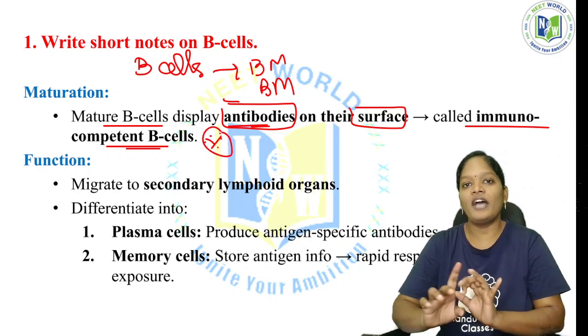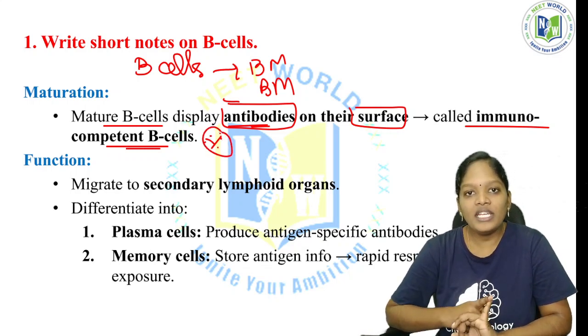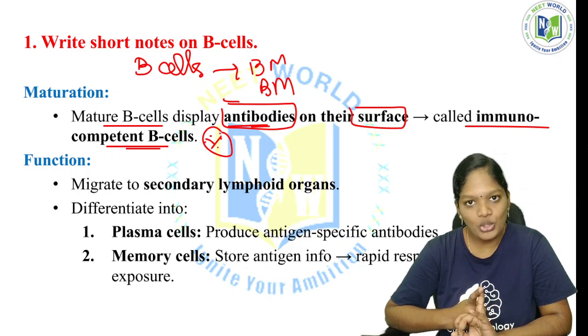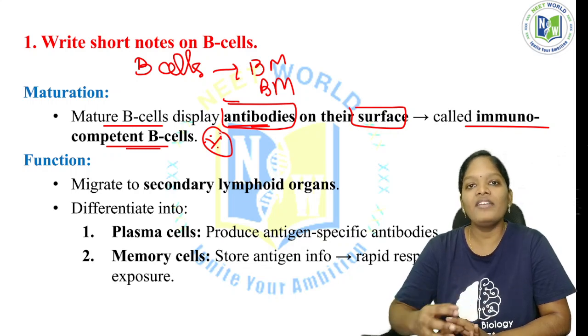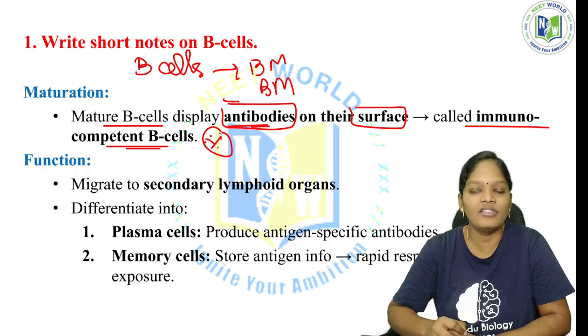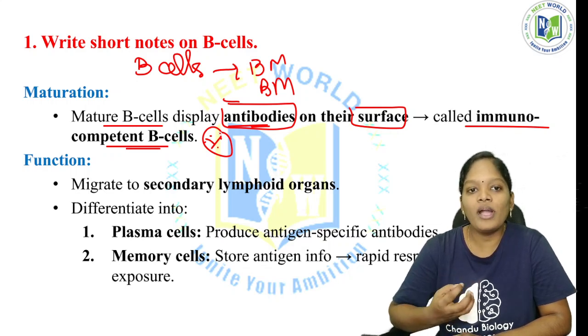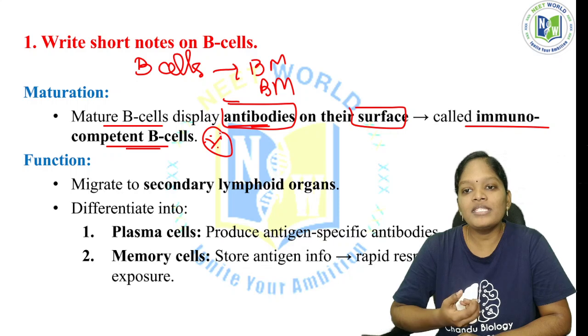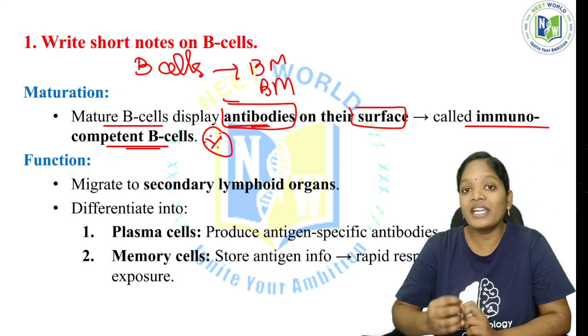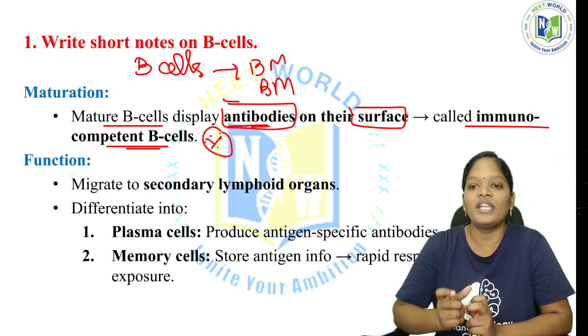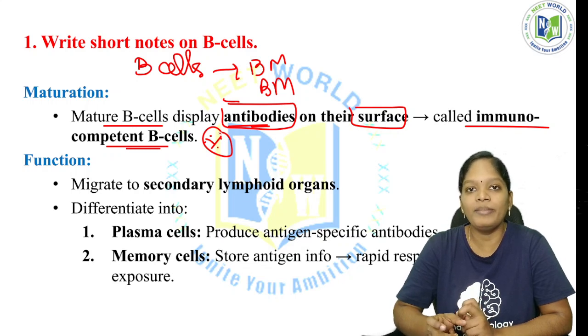So this is an important point. Three things you have to keep in mind: it originates in the bone marrow, it matures in the bone marrow, and when it is matured, it displays its antibodies on its surface. As they have antibodies on their surface, the matured B cells are called immunocompetent B cells. What does this mean? It means the B cell is ready to encounter the antigen. That is why we call them immunocompetent B cells.